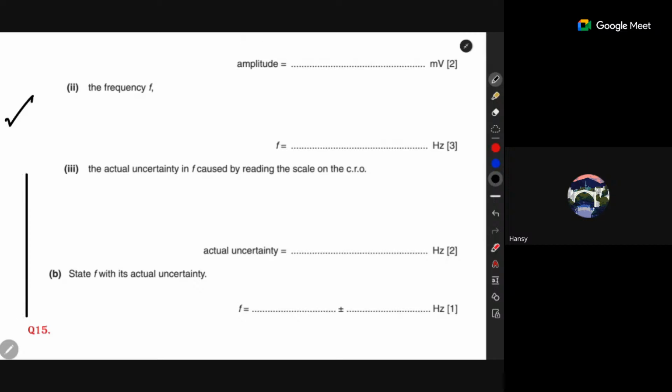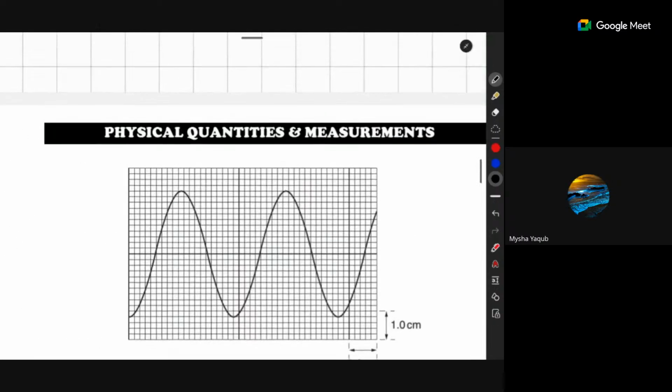Misha, do you have time? Because Misha is blocked ahead for a class. How much time is left? Eight minutes are left, sir. Misha, you have time, na? Yes, sir. So I can make you people clear about the uncertainties.